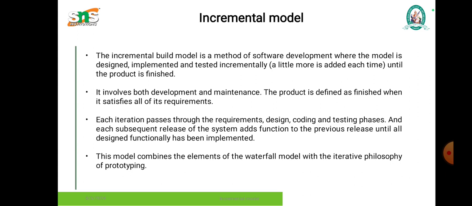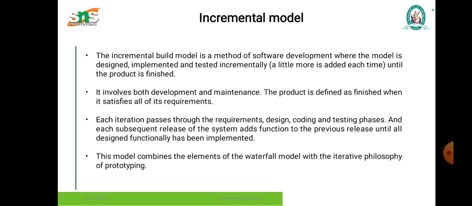The incremental model means a little more information is added in each phase, and it involves both development and maintenance. The product is defined as finished when all the requirements are satisfied. Each iteration passes through the requirements, design, coding and testing phases. Each subsequent release of the system adds function to the previous release until all designed functions have been implemented. This model combines elements of the waterfall model with the iterative nature of prototyping.